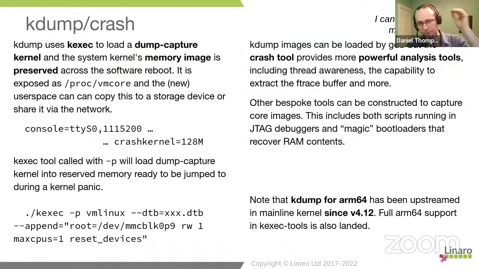However, and sorry, just on the right-hand side, once you have a Kdump image, a copy of vmcore, you can load it into things like GDB. You can load it into a thing called Crash, which is the tool that partners with Kdump. And Crash enriches GDB with things like thread awareness and the capability to extract the ftrace buffer from the memory image and things like that.